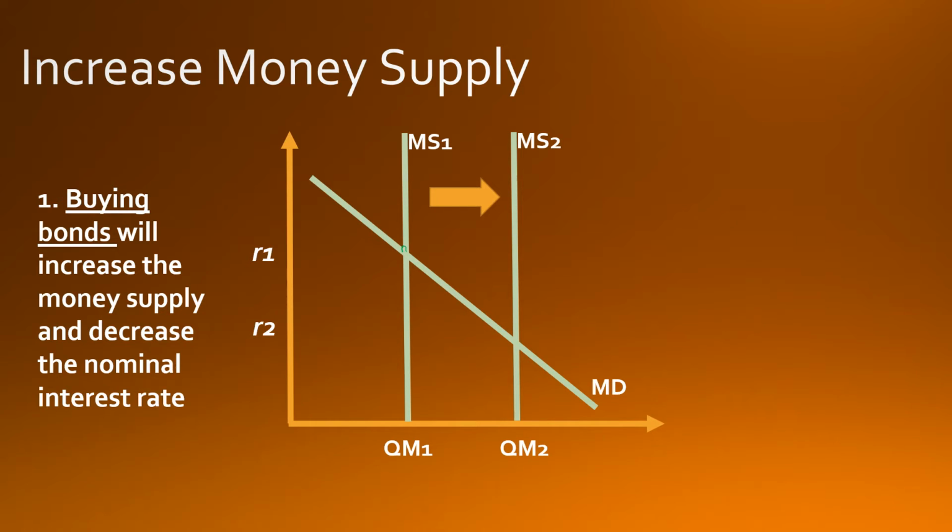Originally, our equilibrium was right up here, and now the new equilibrium is right down here. And so that means that our nominal interest rate has decreased from R1 to R2. All right, let's try another example.